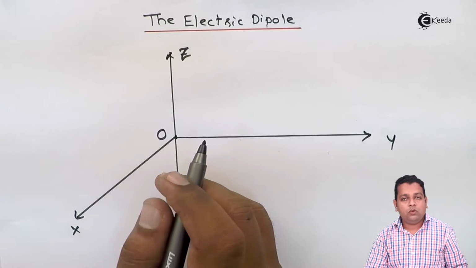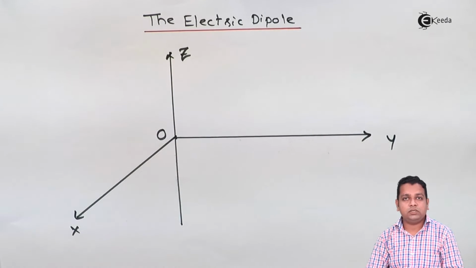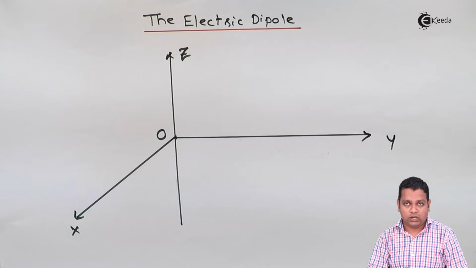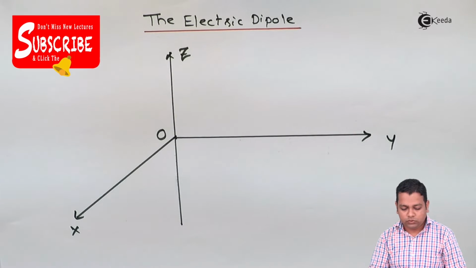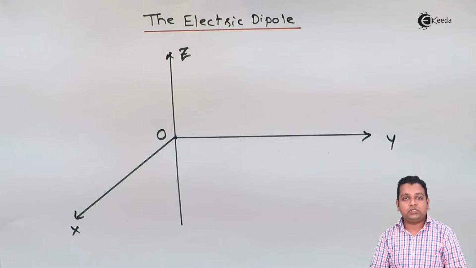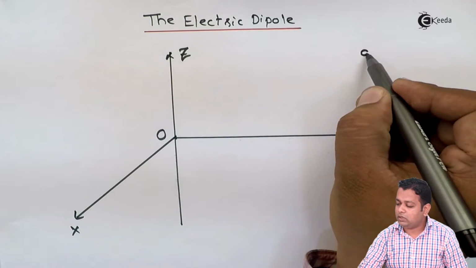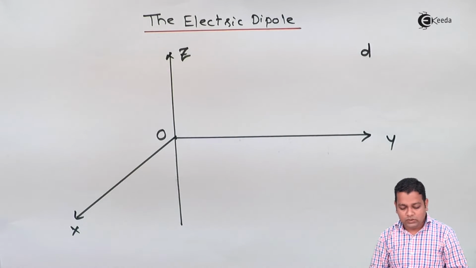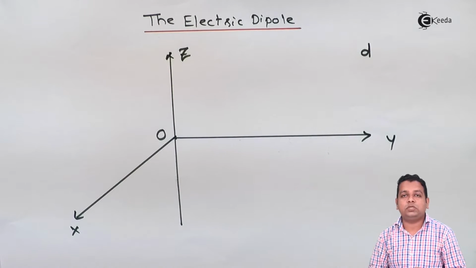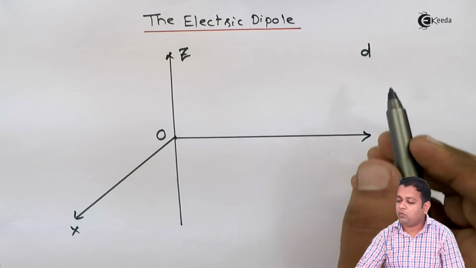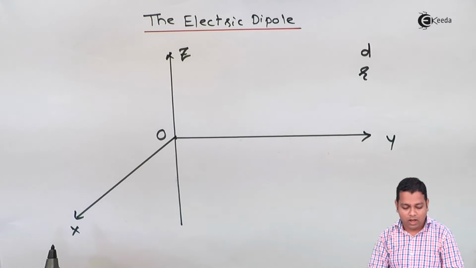Now for electric dipole, the definition can be given. Dipole is the name given to a pair of charges. It is a pair of two charges of equal magnitudes but opposite signs. They are separated by a very small distance, which we will denote by small d, and which is very small compared to the distance between the source charge pair and the field point, which we generally take to be small r.